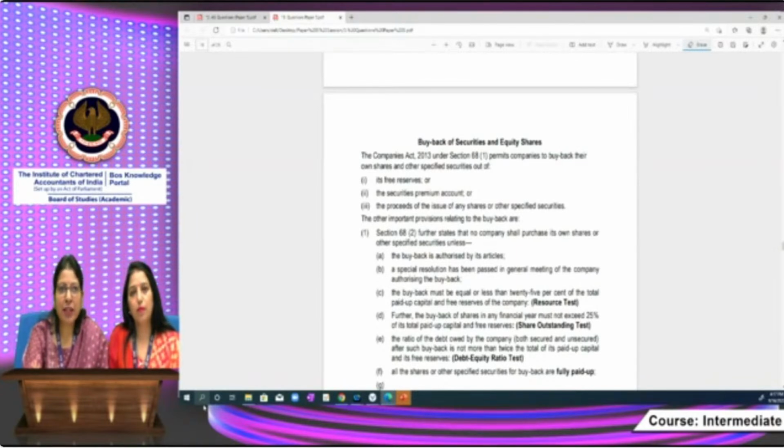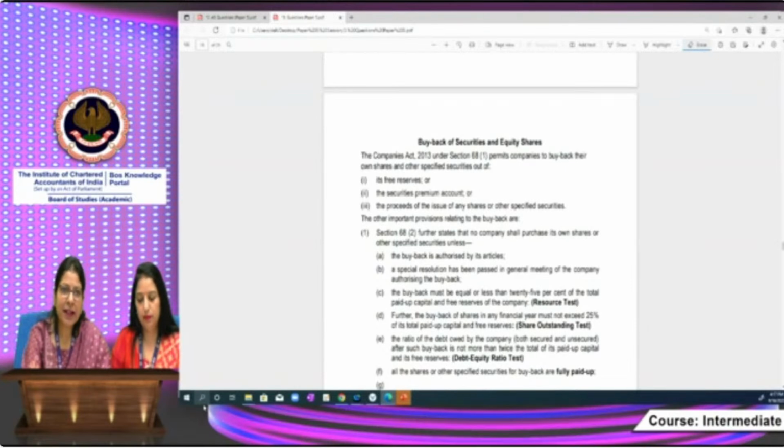Now we will move to section 2, which is the company accounts section, where we will be taking a few important aspects of the chapters. First of all, let us take the concept of buyback. Under buyback, as you know, the company is taking back its own shares. What does it mean? It means the company is buying back its own securities.